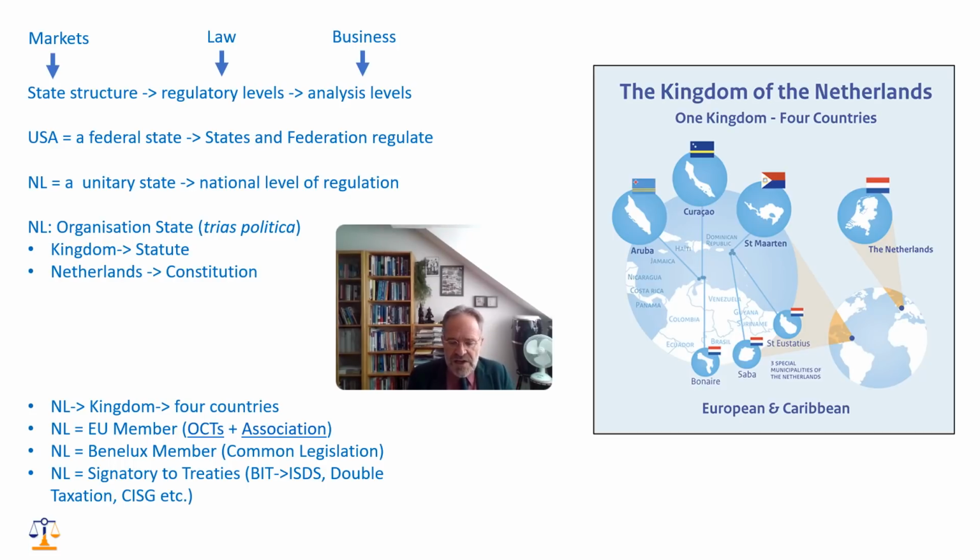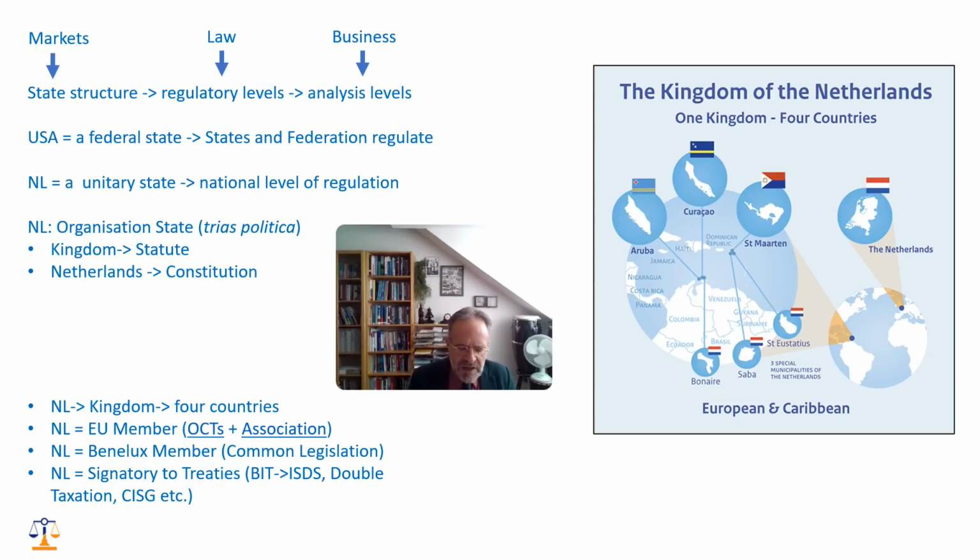So when you analyze the US, depending on what you're looking for, you analyze developments at federal level and developments in the states in which you're doing business. The Netherlands is in that sense, but not in many other senses, simple. In the sense that it is a unitary state, it is not a federation, it is one country with one national level of regulation.